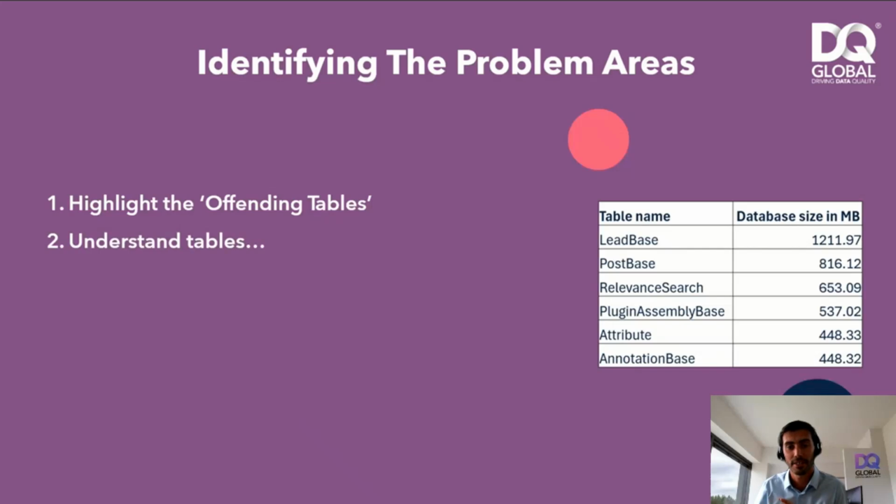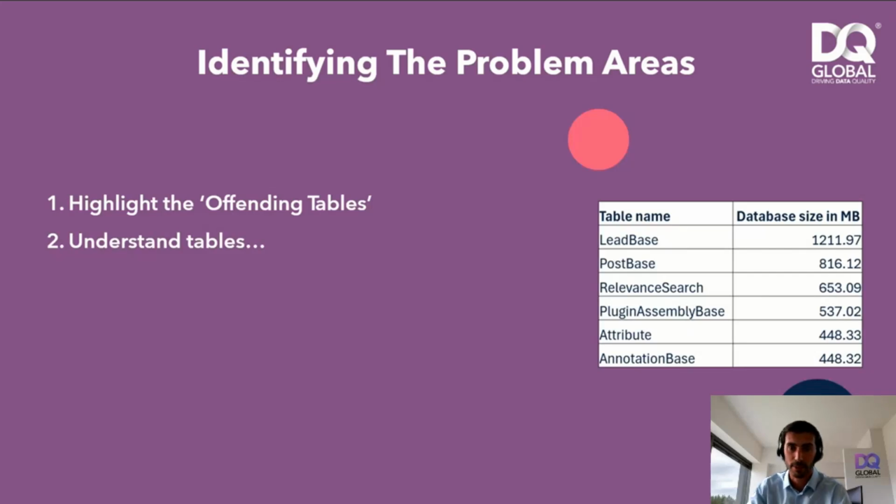We then need to start to understand those tables. We just mentioned lead base, that is the records in the lead table. You've got post base, which is to do with the timeline association. You have different types of tables. So you have relevance search there. You're probably all familiar with relevance search at the top of your Dynamics instance. This is all to do with indexing of records when you're searching for them. So the 650 megabytes is taken up purely for indexing for searching purposes.